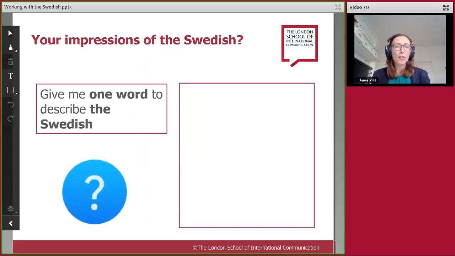Your impressions of Sweden before we get started with the material we have, it would be really interesting to hear what your impressions of the Swedish are. If you could perhaps give one or a couple of words by filling it in the chat or using the tool on the side. Just the first thing that comes to mind. It doesn't necessarily have to be super positive. You may not have any impressions at all. That's what we're here for today, but it would just be interesting to hear.